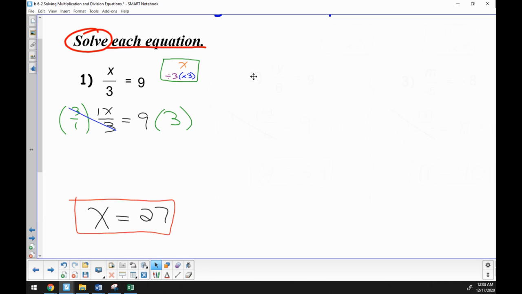So let's do this with another problem where I don't even do that step. I'm just going to cross out the inverses. So the first step is identify the variable. The variable is a y. What is happening to the y? It is being divided by 6.